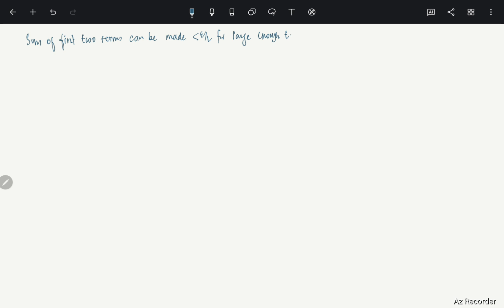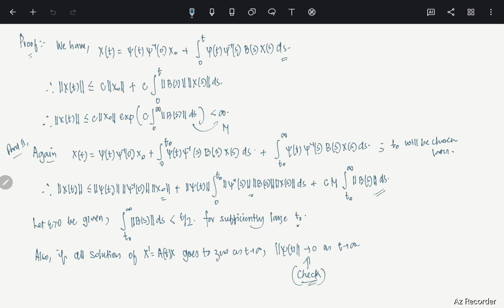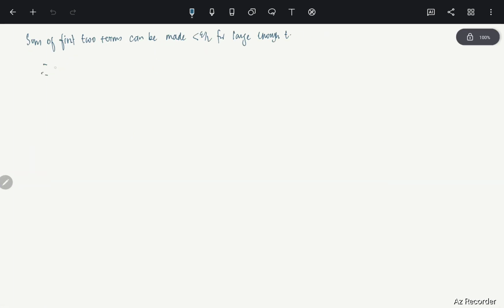Is this okay? And so therefore this two part is less than epsilon by 2. This is given to be less than epsilon by 2. So if you add it up, therefore norm of x of t is finite for large t. Clear? So hence that will imply that x of t goes to 0 as t tends to infinity. Done. Very, very simple. It's not a very difficult theorem to prove.